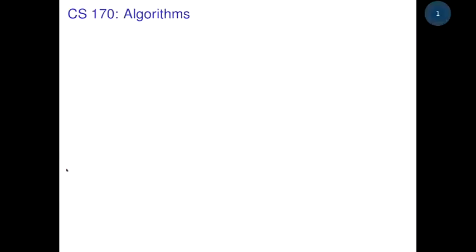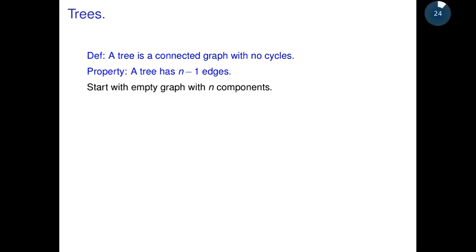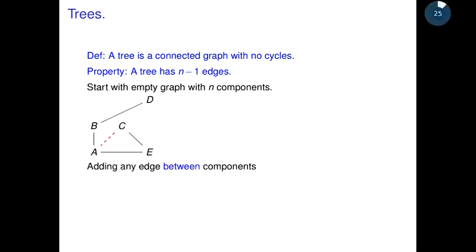Okay, you got all that. So trees: a tree is a connected graph with no cycles. And the property of a tree is it has exactly n minus 1 edges, where n is the number of vertices. And why is that true? You start with an empty graph with n components, right?